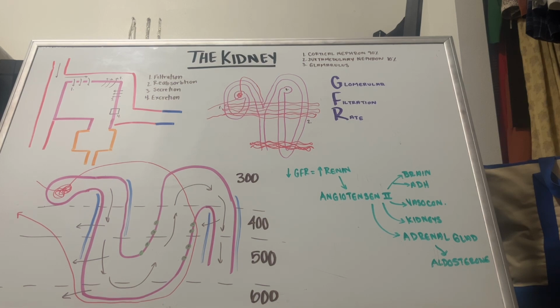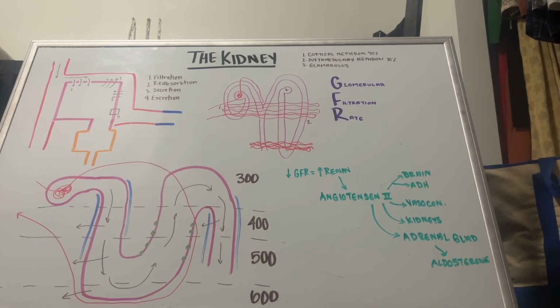When we talk about hormonal regulation and urine concentration, we're using something called the renin-angiotensin-aldosterone system, or RAAS. This system plays a crucial role in long-term blood pressure regulation, primarily by altering blood volume and vascular smooth muscle tone.